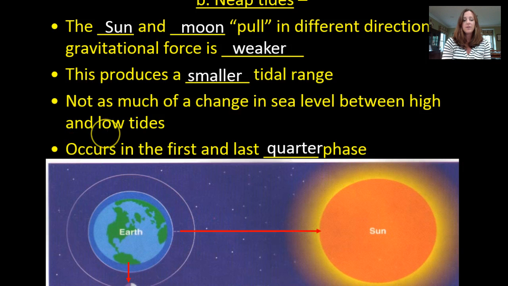So here we have our earth, and here we have the moon. So we have the earth and the moon creating more of a perpendicular relationship, as opposed to something that was just horizontal and lined up.